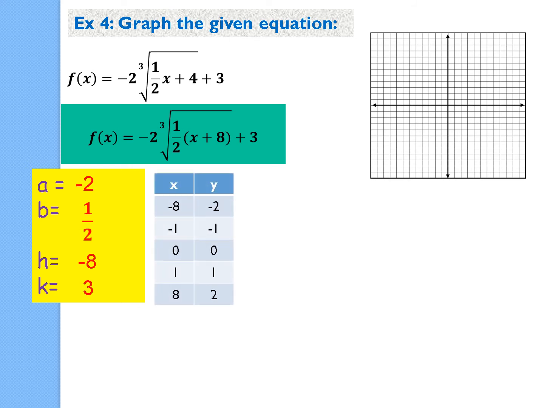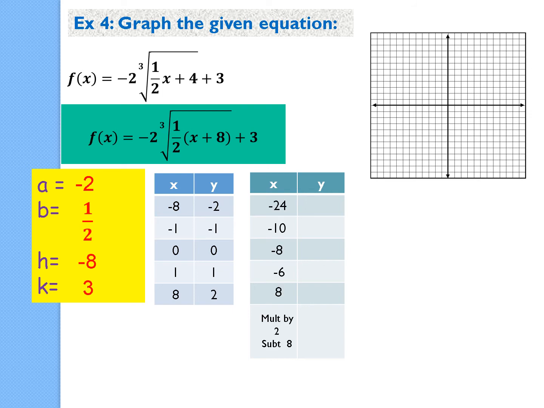Since this has a b value, I'm going to use the double tables. So how am I going to go from old x's to new x's? Well, it says I have to multiply by 1/2, but remember it's opposite day. So multiplying by 1/2 would be like dividing by 1/2, which is really multiplying by 2. So I'm going to multiply by 2 and subtract 8. So this is what I get. Now to go from old y's to new y's, I'm going to multiply by negative 2 and add 3. And that is what I get.